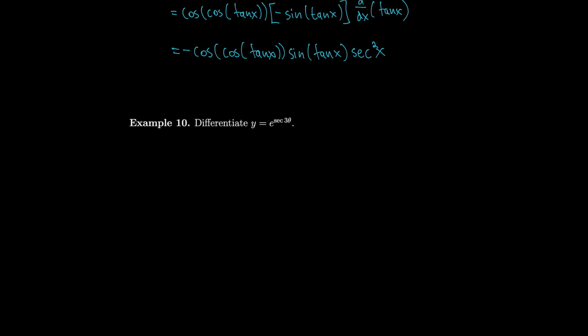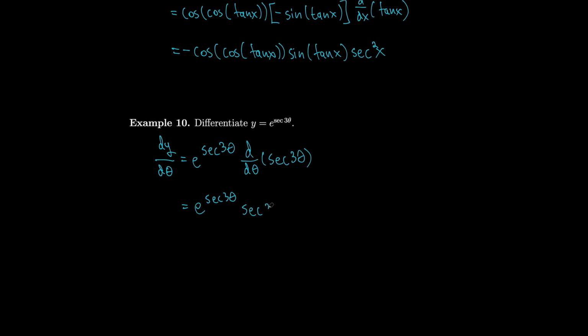Let's differentiate y equals e to the secant 3 theta. So in this case, we're looking for dy d theta because that's our independent variable. Oops, I said theta, but I wrote x. There we go. So that's e to the secant 3 theta, because e to the x has derivative of just e to the x, and then times the derivative of what was inside. So that's secant 3 theta. So then we have e to the secant 3 theta times, well, the derivative of secant is secant tangent.